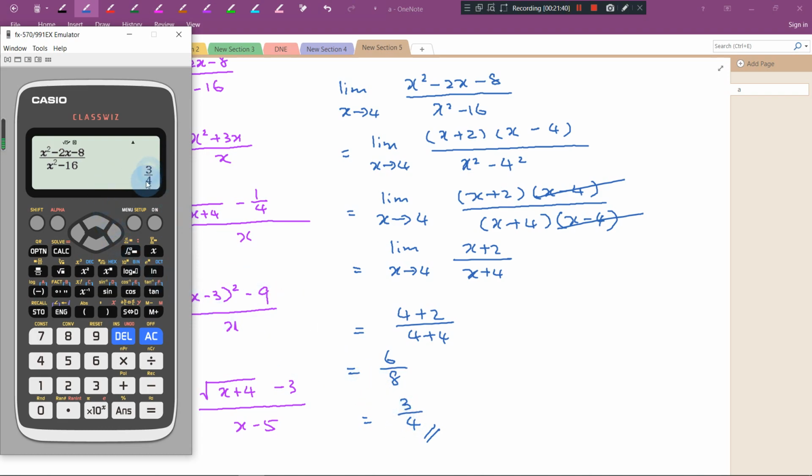Okay, but using the calculator, sometimes we cannot get the answer. So how about I try 4.0001. This is from the left hand side, right? Now how about from the right hand side? I change the value to 4.00001. Okay, try. We got the answer as well, which is 3 over 4. Okay, this is a way how we use the calculator to help us check our answer.